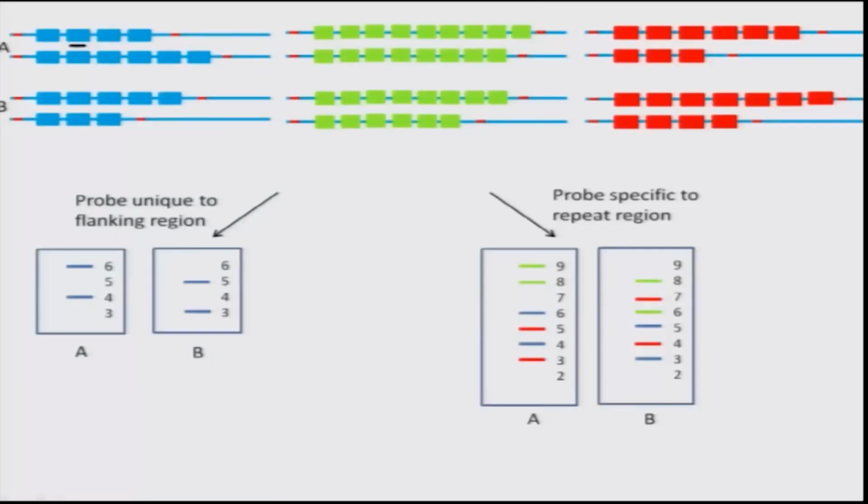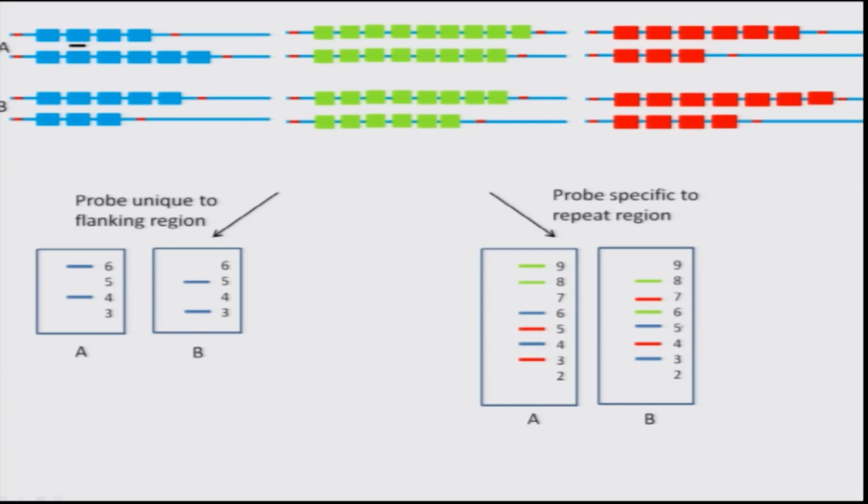And this is what I have shown over here: if you use a probe specific to the repeat region, I will explain the green one. The green one has 9 repeats in one of the alleles and 8 in the other. That is what we see over here, and in individual B, the green one shows 8 repeats in one of the alleles and 6 in the other. So this is the banding pattern that it shows.